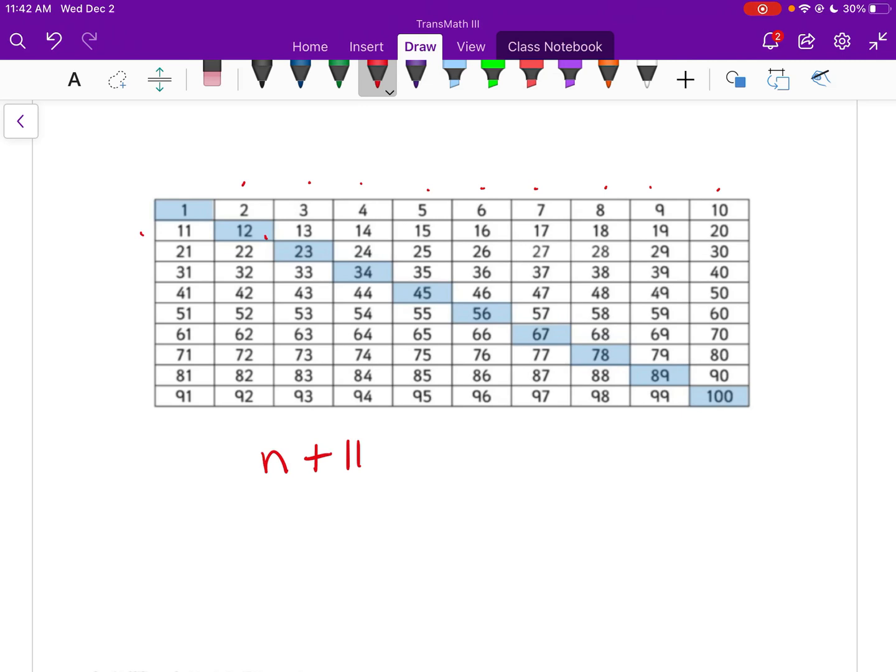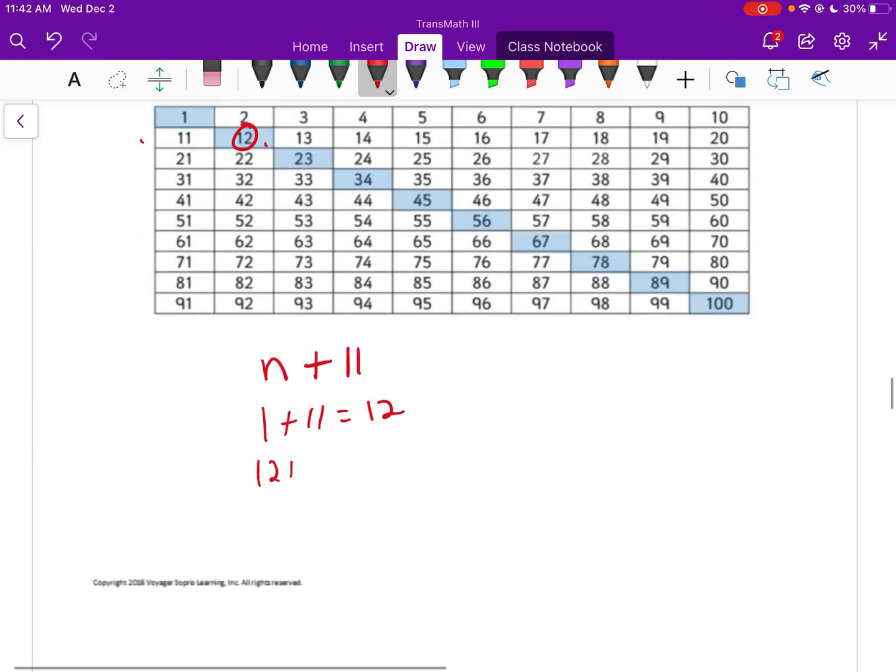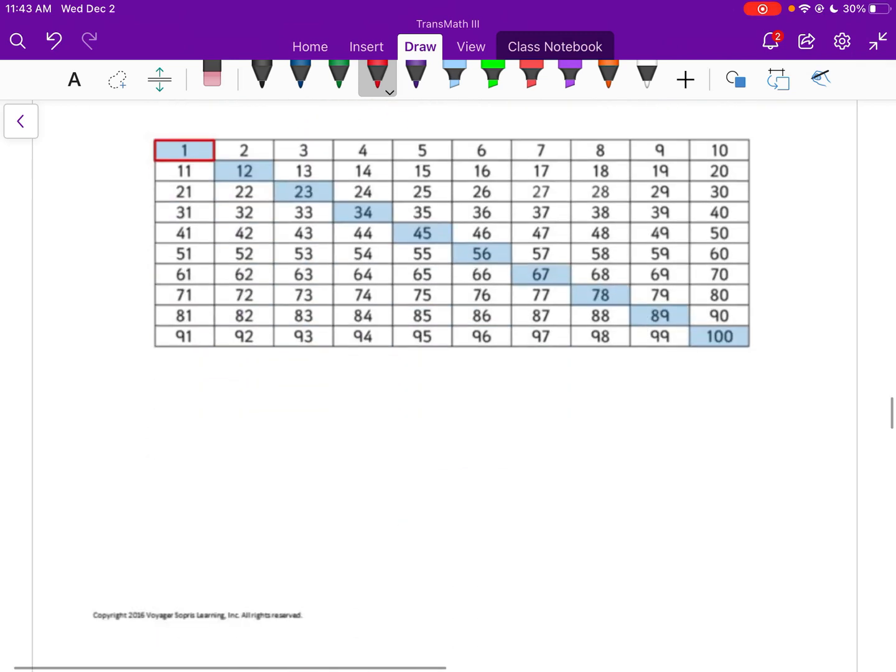And you can say, let's check. 1 plus 11 gets us 12. And then the next one, 12 plus 11, which is 23. 23 plus 11 will get us 34. So on and so forth. And we could keep going with that pattern to get to the next value.